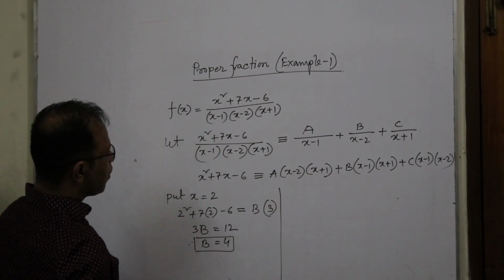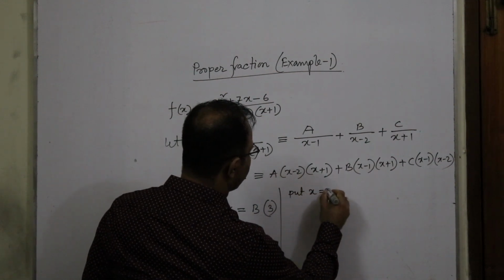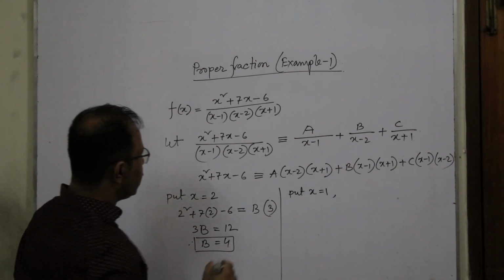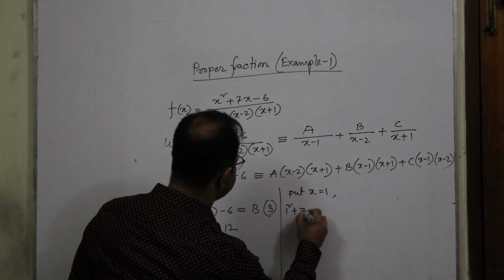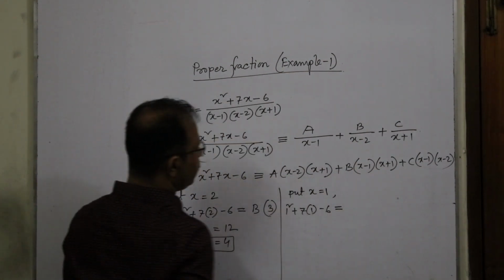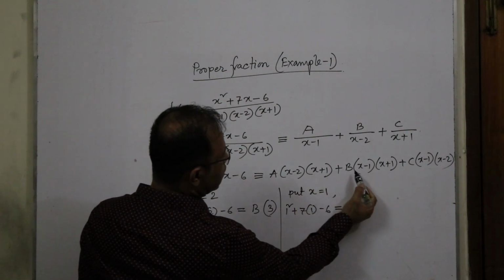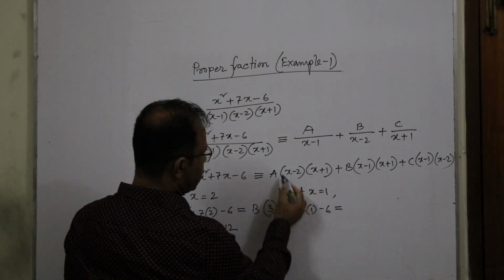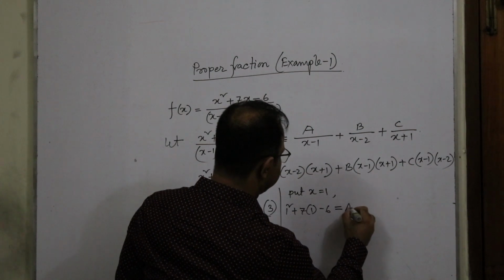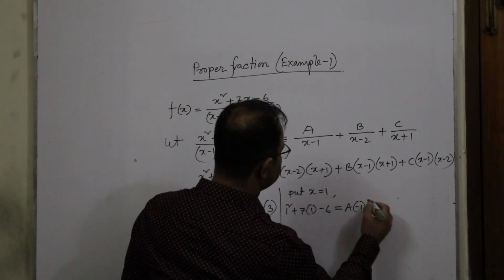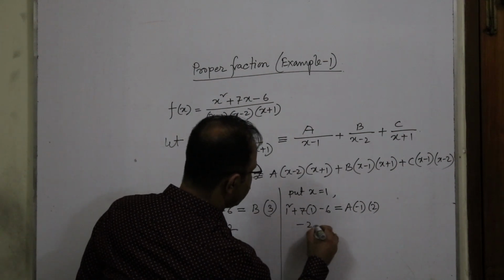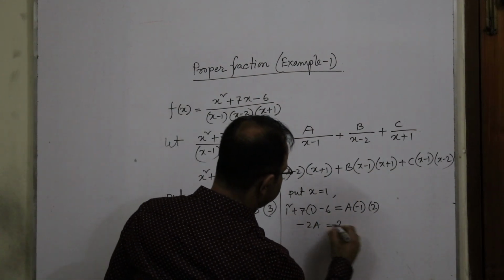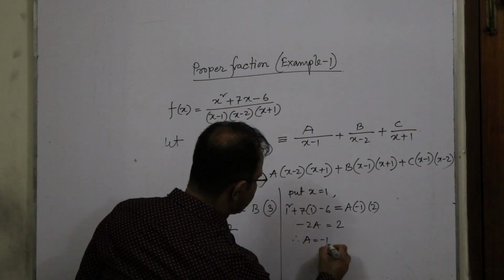Now we put x equals 1. If we put x equals 1 in this identity, the left hand side becomes 1 squared plus 7 times 1 minus 6 equals. If I put 1, this expression will be 0 and this expression will be 0, only the first expression will remain. So a times minus 1 times 2, so minus 2a equals 8 minus 6, which is 2. Therefore, a equals minus 1.